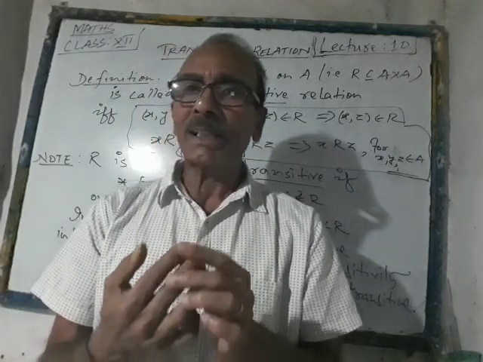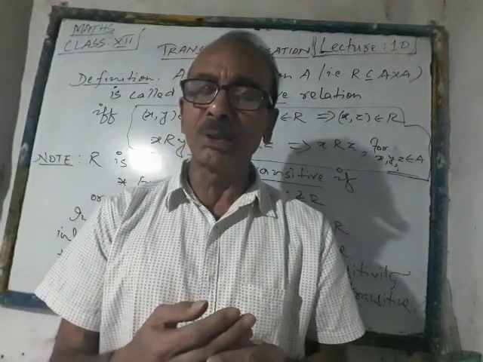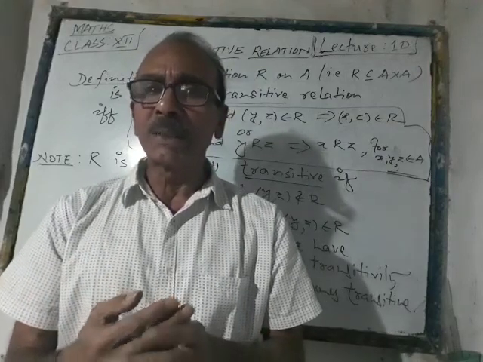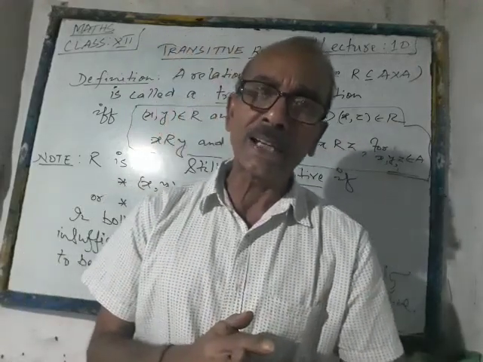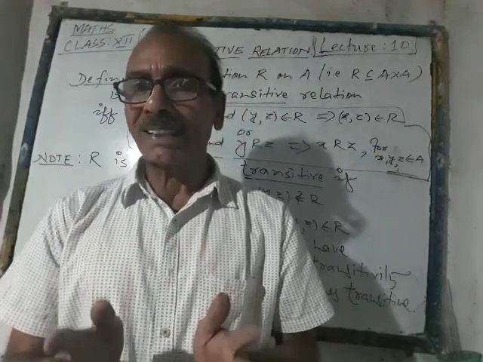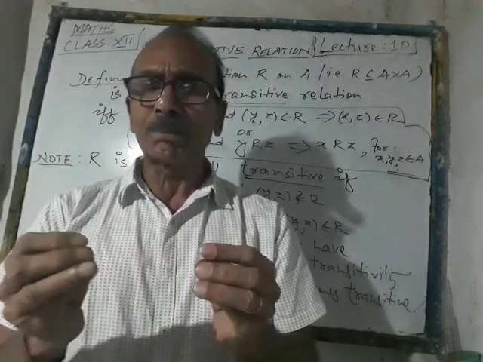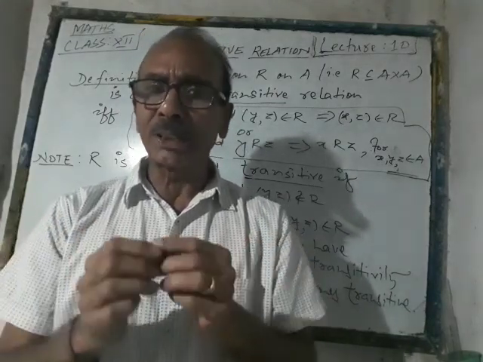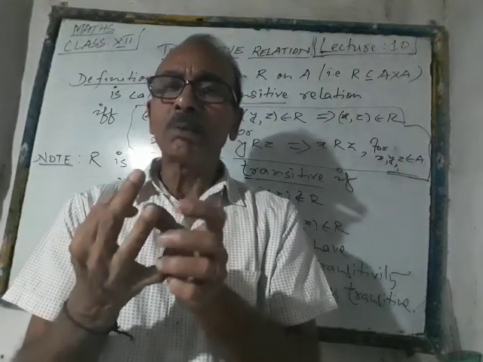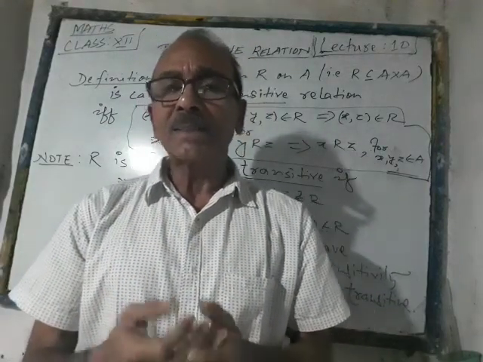In case A is related to B, but B is not related to C, or B is related to C but A is not related to B, in those cases we shall say that the transitivity is not contradicted. Once there is a contradiction, then we will say that it is not transitive. Suppose I ask you a very simple example, the relation of equality in the set of reals. If A is equal to B and B is equal to C, is A equal to C or not? Yes, everybody would answer that A is equal to C.